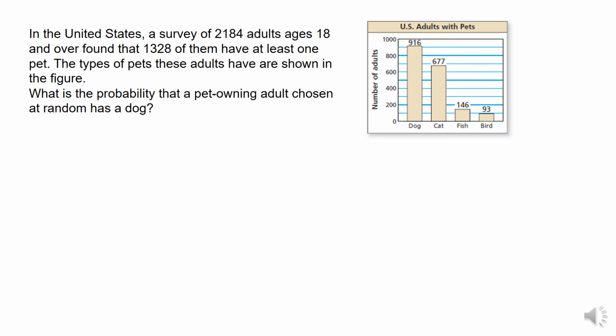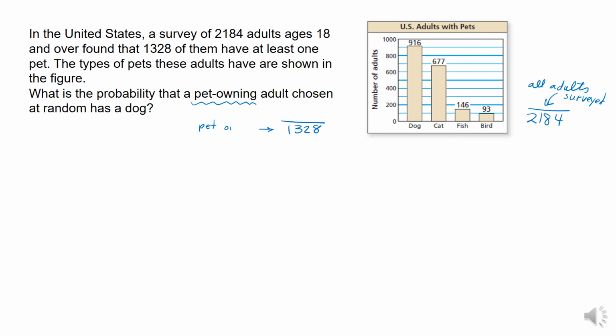So the first thing we know is that our total was 2,184. However, that is not the total for this because it's saying the pet-owning adult. So we're going to go with 1,328. These are the people that have pets. That's where you have to be careful when you're reading. So this is not the total we're talking about because this is all the adults surveyed. They want to know pet owners. So that is our new total.